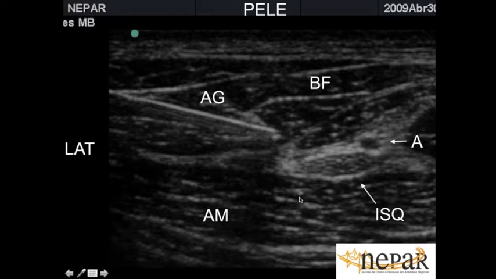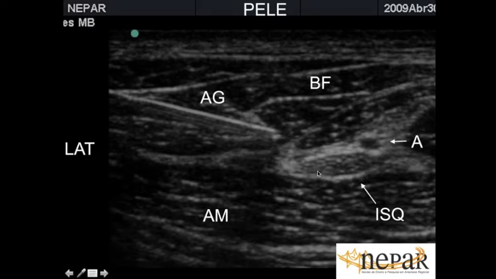This is posterior, and this is anterior, and this is adductor magnus muscle, posterior to the nerve. Okay, and this is what we have. We have the predominantly hyperechoic nerve surrounded by muscles, and this contrast makes possible the depiction of the nerve.